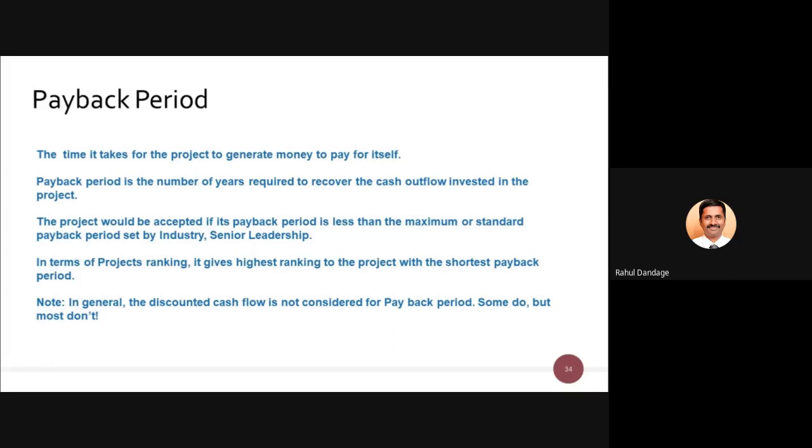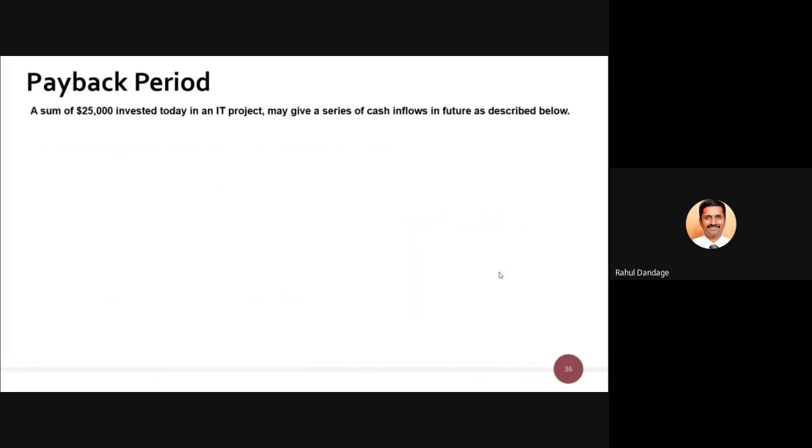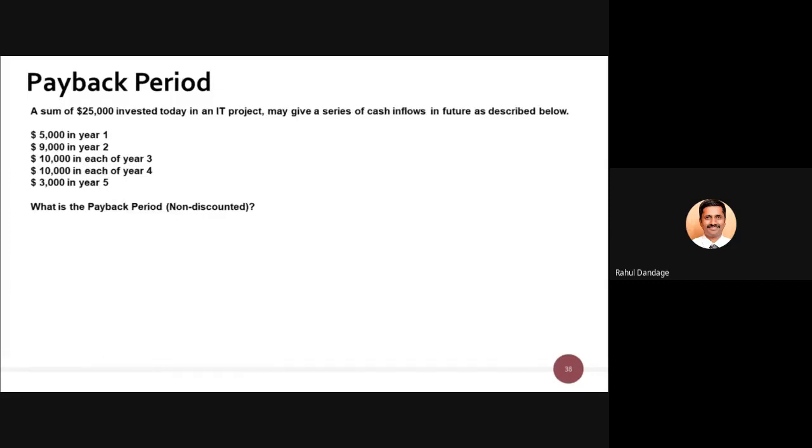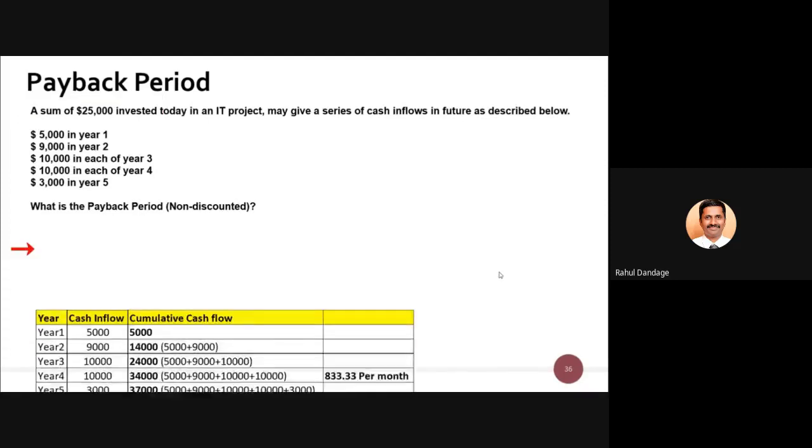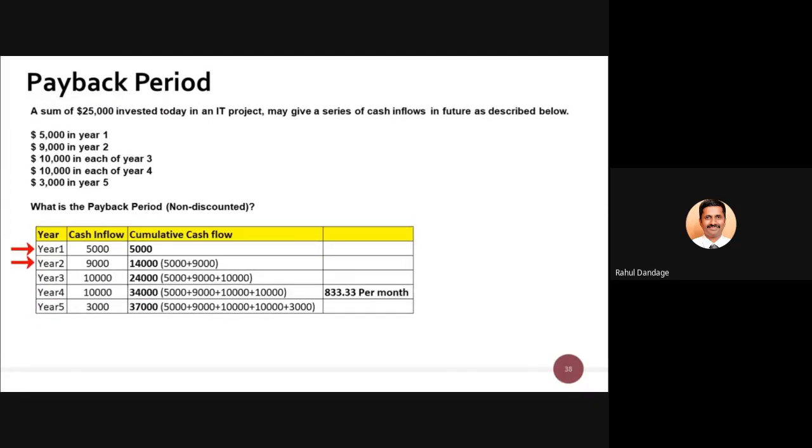Okay, as I have mentioned earlier, for payback period we will not consider the discount rate. Okay, so let's look at the example. It is the same example we have looked into for profitability index. Let's now calculate the payback period for the same example. So what we need to do is we need to figure out when we can recover our investment. The initial investment is $25,000. In year one, we recovered $5,000, and in year two, we recovered $9,000. So in total, we recovered $14,000 till the end of year two, which is nothing but the sum of 5,000 plus 9,000 in cumulative numbers.